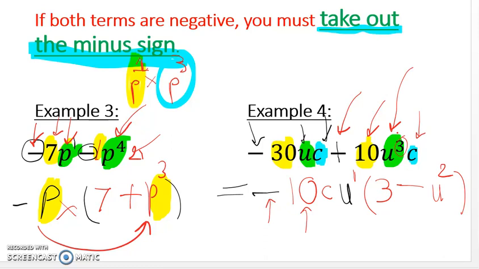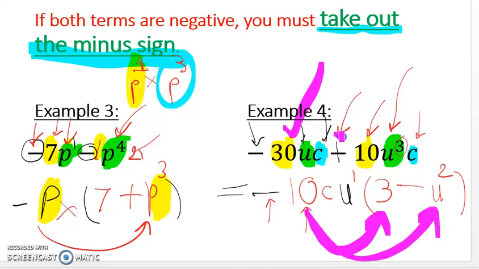Okay, always do your little check. Minus 10 CU times 3. Well, minus 10 times 3 is minus 30. And then we've got the CU or the UC. Check. A negative and a negative makes a positive. So I've got the positive 10 times CU squared. 10 CU times U squared. Well, I got the 10. The C I've got. And the U over here times the U squared gives me U cubed.